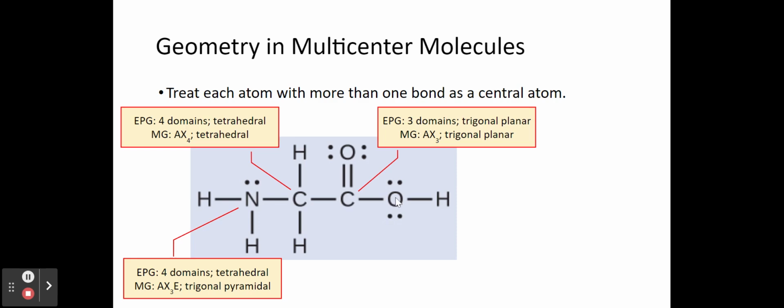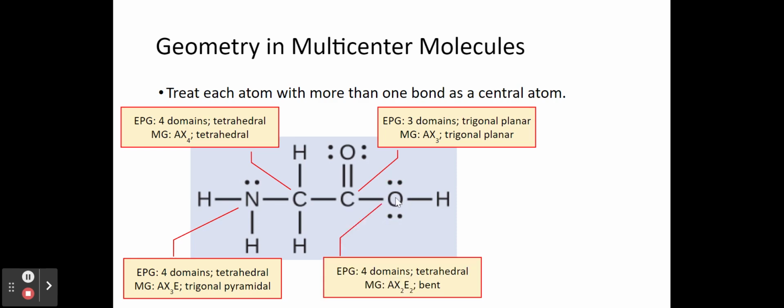Now, if we wanted to talk about the shape around this oxygen, we've got 2 bonds and 2 lone pairs of electrons. That's 4 electron domains. That would be a tetrahedral electron geometry. But because there are 2 lone pairs of electrons, the molecular geometry would be considered bent.